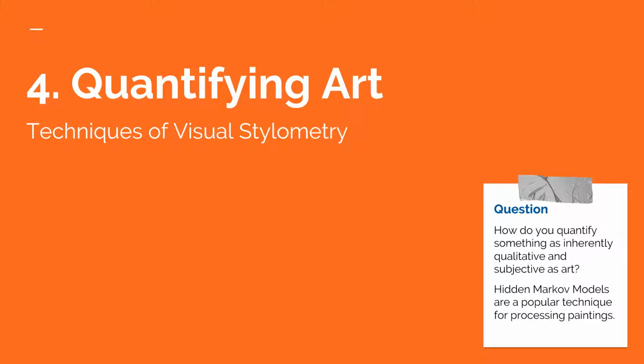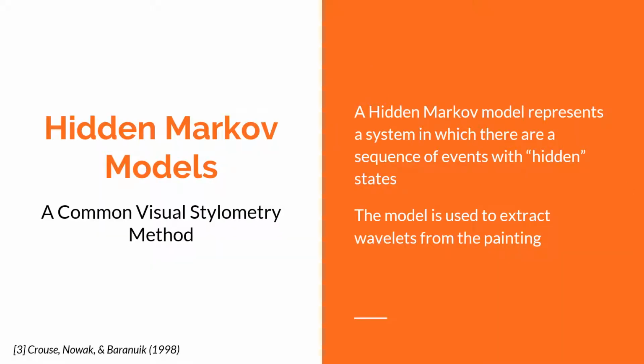So next, we want to look at how these researchers quantified the art. So one of the questions we asked was, how do you quantify something as inherently qualitative and subjective as art is? And one of the most common techniques used in visual stylometry is that of the hidden Markov model. This is by far the most popular in all of the scholarly articles I've read, but there are, of course, other techniques such as the sparse coding model. However, for now, we want to focus on the hidden Markov model.